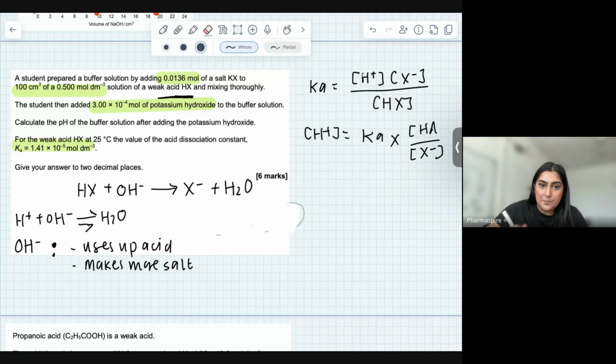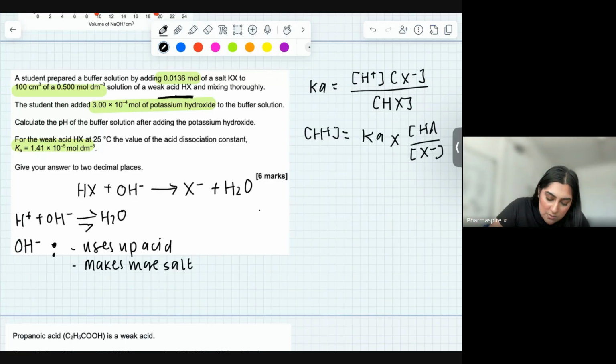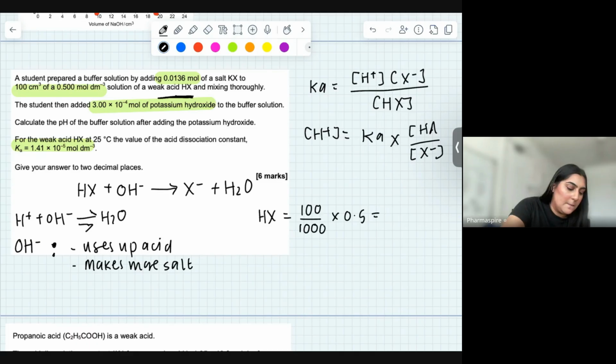Right, let's do it now. So we need to work out the amount of HX. I'm just going to work out moles for that. So HX equals 100 over 1,000 times by 0.5. I'm getting 0.05 moles.